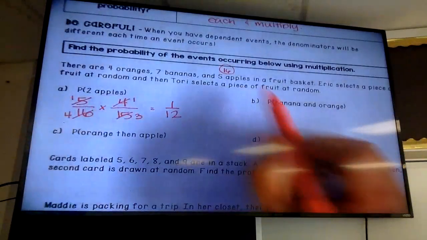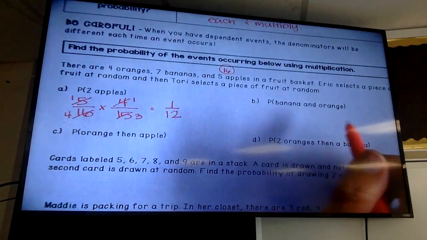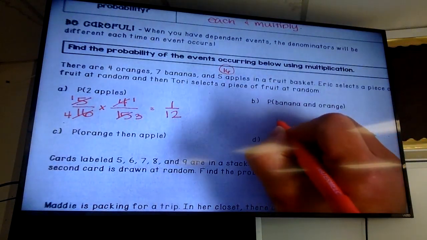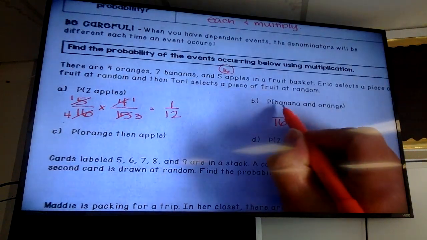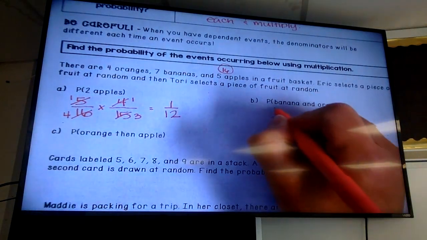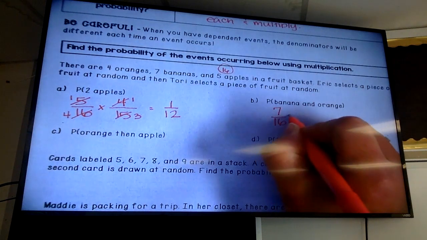Okay, let's try again. So all the fruit's back in. What's the probability of a banana and then an orange? So 16 pieces of fruit. Eric's going to pick a banana. There's 7 bananas, so 7 out of 16 for Eric.